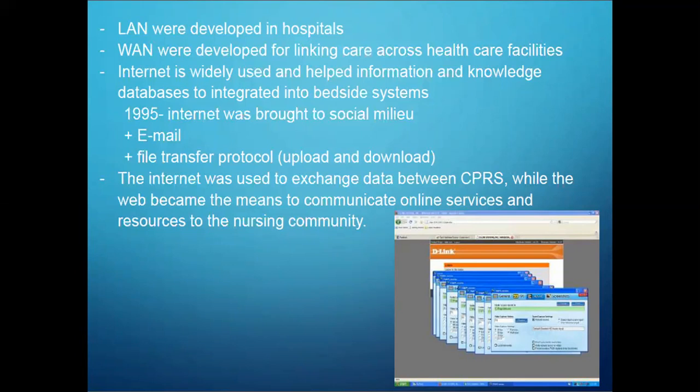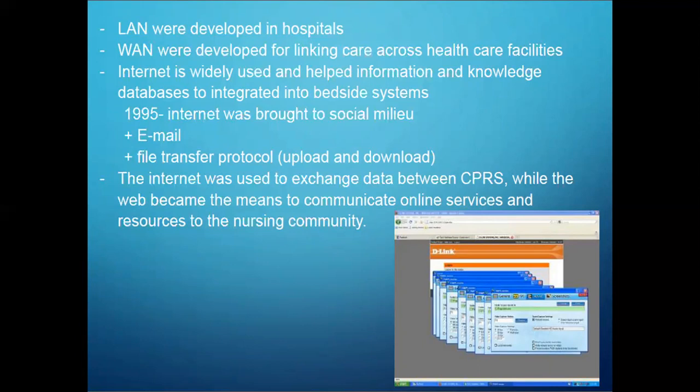In 1995, the internet was brought to the social milieu, with email and file transport protocol, upload and download. So the internet was used to exchange data between the CPRS, or the computerized patient record system, while the web became the means to communicate online services and resources to the nursing community. So at this time, computers and the internet are used.